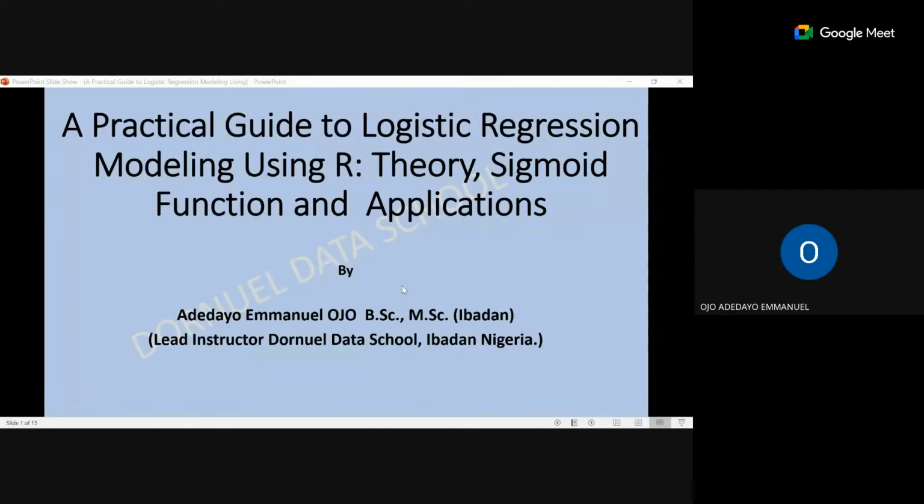Please take note that anytime you want to use a logistic regression, you must know that your outcome is binary. You have just two possible outcomes: either yes or no, or the disease is present or absent. Anytime you have that as your outcome, you can model it with logistic regression. There are a lot of things that guide logistic regression, which we are going to be checking tonight.